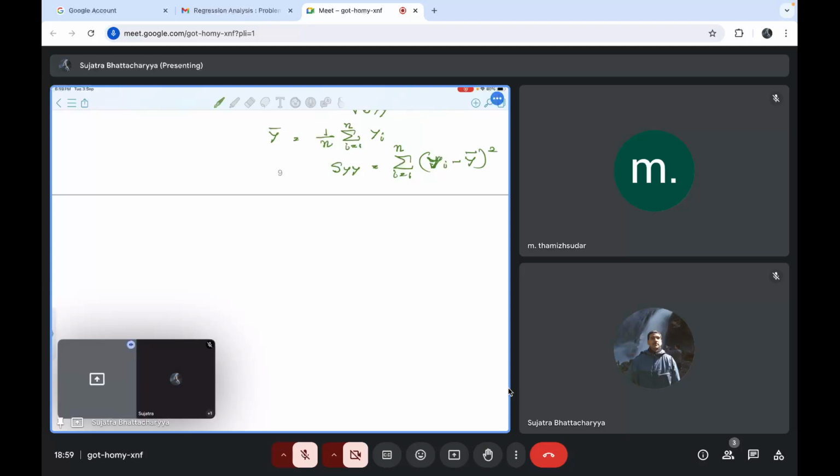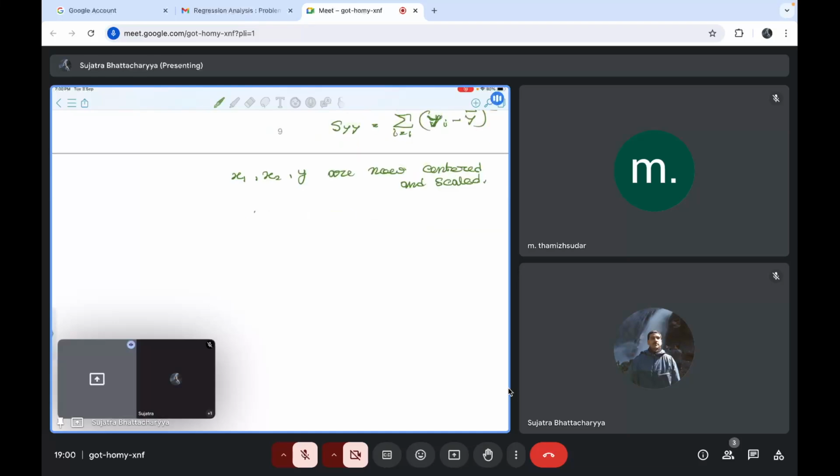Now the new variables we have, small x1, small x2, and y, are now centered and scaled, centered around the mean value and scaled by the standard deviation. Now, if you take x1 bar, since it is already centered around its mean, x1 bar will be 0. Right? x2 bar will be 0. y bar, everything will be 0.